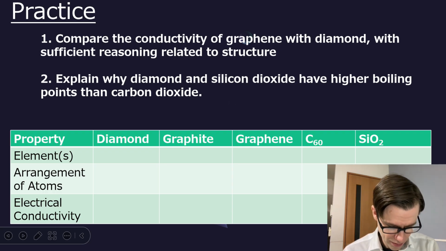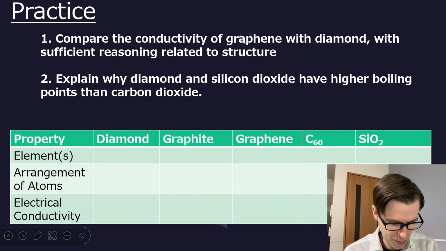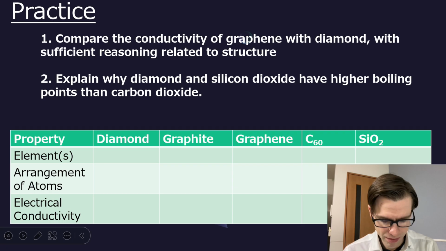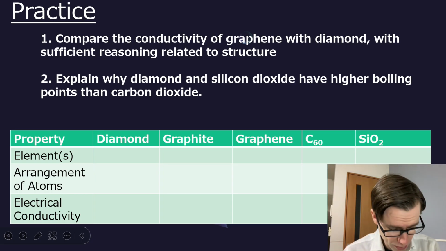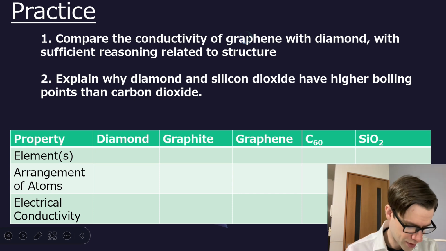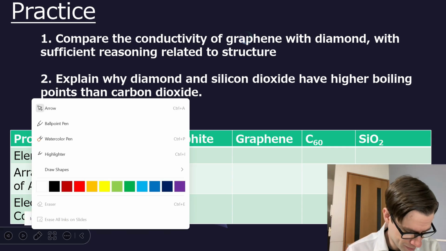Then we have this kind of chart. Oops, I don't want to give away the answers too quickly. So you can think about how you would label each of these in this green table, this little activity: diamond versus graphite versus graphene versus C60 versus silicon dioxide. What are the elements in this? What is the arrangement of the atoms, the molecular geometry? What is the electrical conductivity? You could try this if you like. Pause the video. If not, then I'll just give you the answers now.